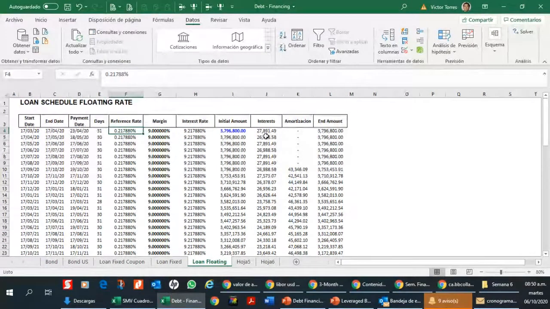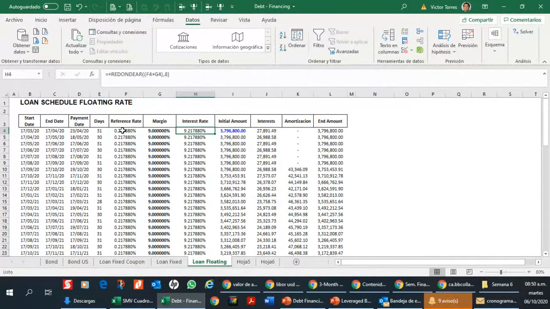This is the LIBOR rate that is currently, as of yesterday, if I recall correctly, 0.21788. And this LIBOR rate is for 1 month, if I recall correctly, because these are monthly payments. So you're going to have to put the LIBOR rate that is consistent with the period in which the interest payment is going to happen.